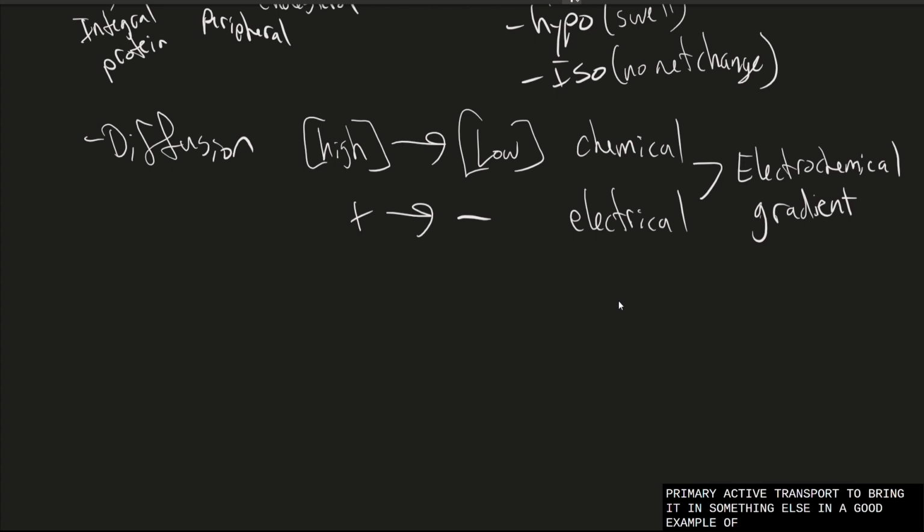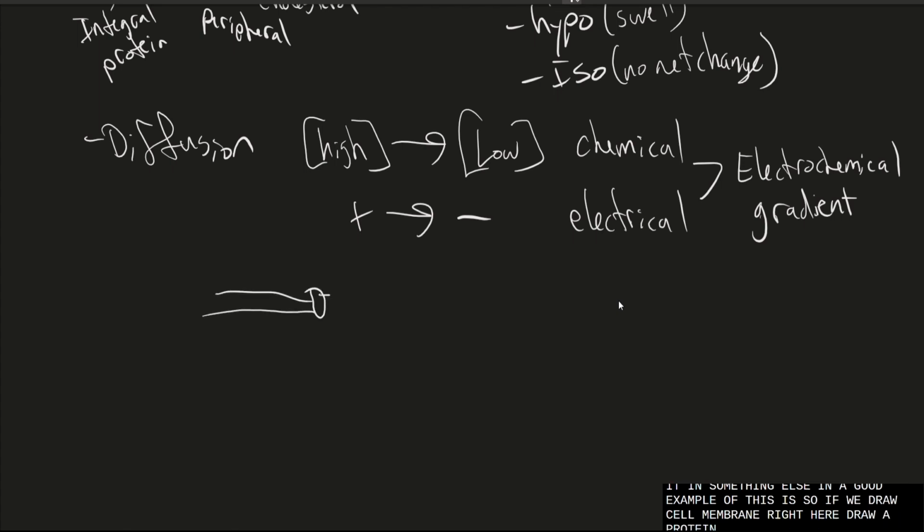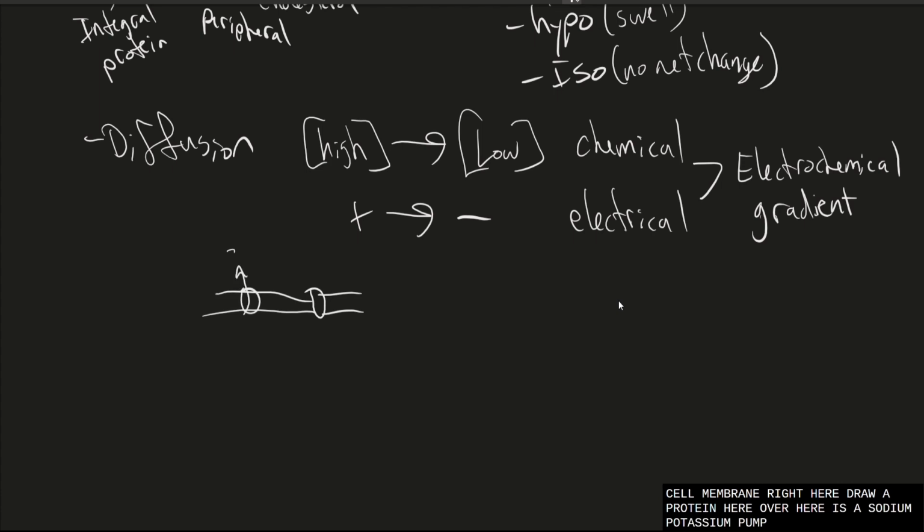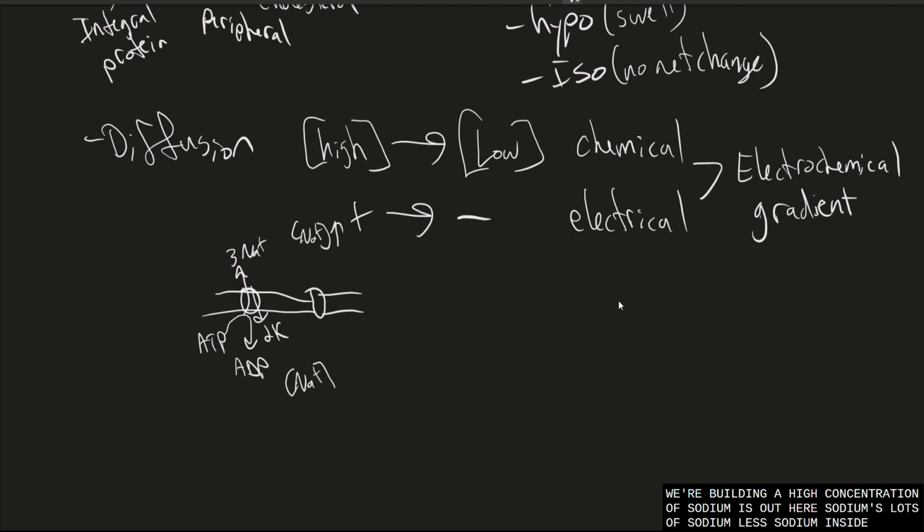A good example of this is, so if we draw a cell membrane right here, draw a protein right here, over here is the sodium potassium pump. So 3 sodiums out, 2 potassiums in, and this uses ATP. That becomes ADP in this process. So we're building a high concentration of sodiums out here. Lots of sodiums out here, less sodium inside. So bracket, low concentration of sodium. This takes ATP in order to do this.